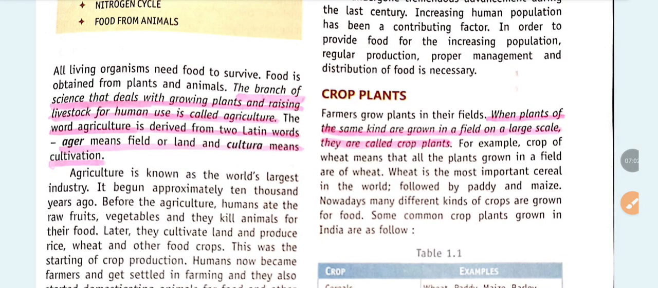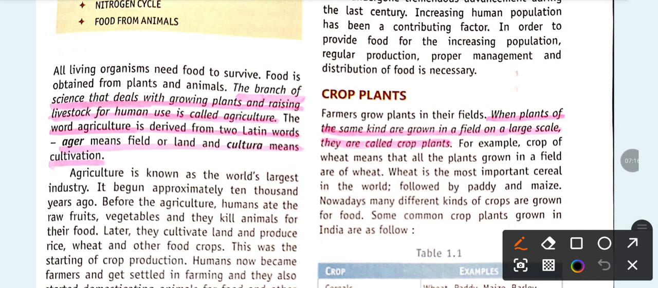Crop plants. Let's see what crop plants are. Farmers grow plants in their fields. When plants of the same kind are grown in a field on a large scale, they are called crop plants. Suppose wheat is growing on a very large field, not for feeding themselves but for selling it. Hence they are called crop plants. They do farming for earning money. So when plants are grown on a large scale, they are known as crop plants.